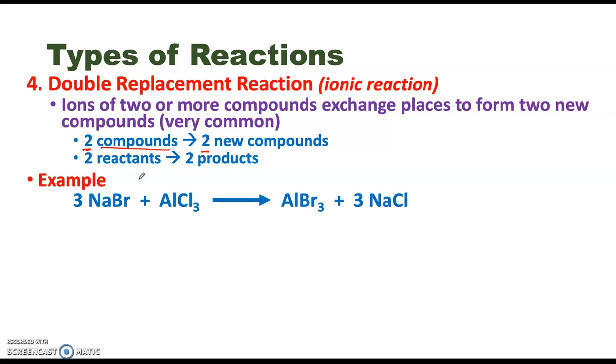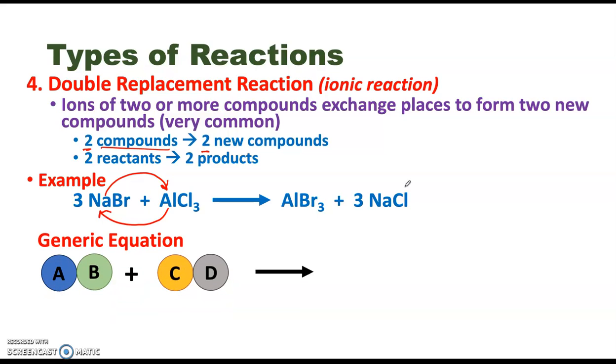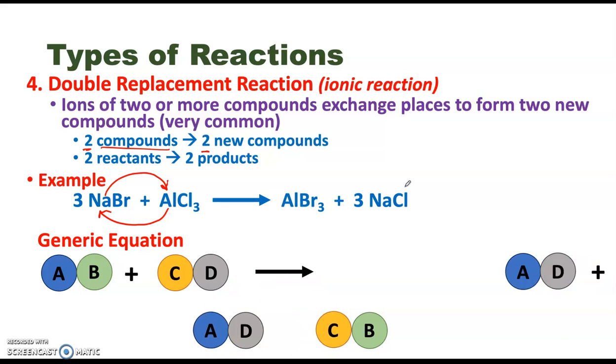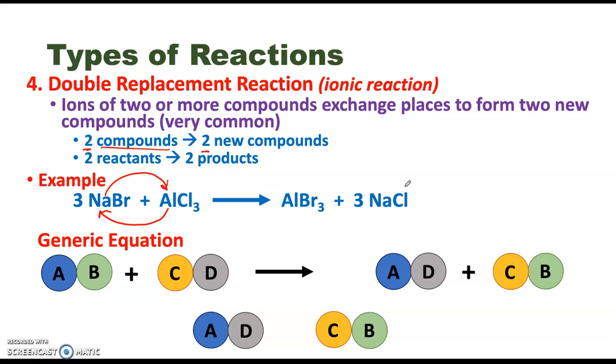So for example, you've got NaBr, sodium bromide, reacts with aluminum chloride. Typically, the best way to solve double replacement reactions is to just swap the metals out. The first element in each compound, swap them out. You'll notice the aluminum is now with the bromine. The sodium is now with the chlorine. So here's how our generic equation looks. We've got two compounds. We bring them in, take the first element, so C and A, and swap places. And so now you're left with AD plus CB.